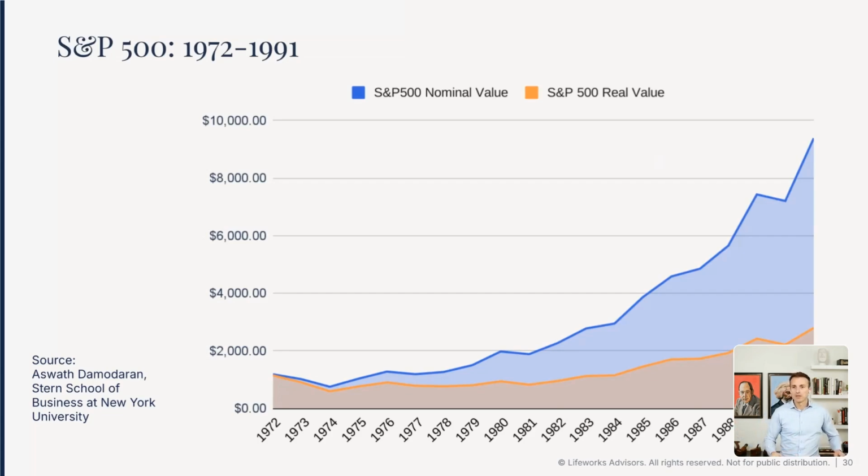If we invested $1,000 in 1972 in the S&P 500, the blue area of the chart is what it would be worth today in what's called nominal value, just what it would have grown to. The orange part of the chart is what it would have grown to in real value terms, meaning adjusting the return for inflation.